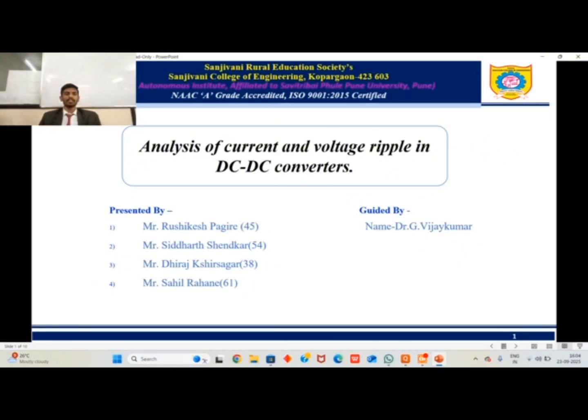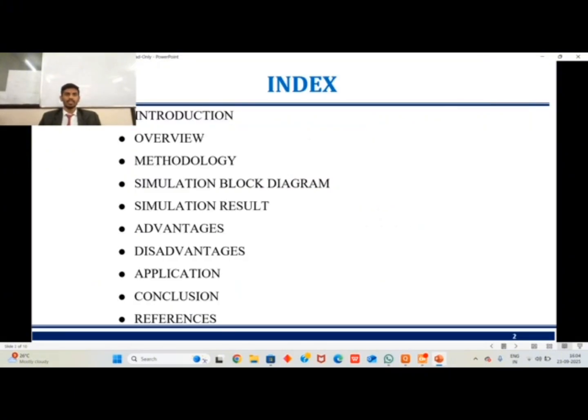Our presentation topic is analysis of current and voltage ripple in DC to DC converter. First is the index: introduction, overview, methodology, simulation, block diagram, simulation result, advantages, disadvantages, application, conclusion and reference.